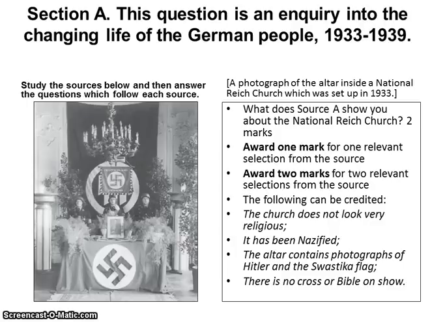For example, what does Source A show you about the National Reich Church? 2 marks. It has been Nazified. There are photographs of Hitler and a swastika flag at the altar. There is no cross or Bible on show. You could add it does not look very religious, and that really it's just a propaganda method for the Nazis to indoctrinate the minds of the German people. What it doesn't show you is the importance of religion.